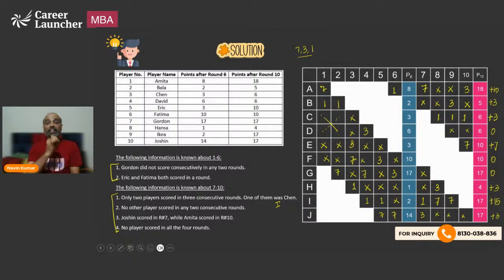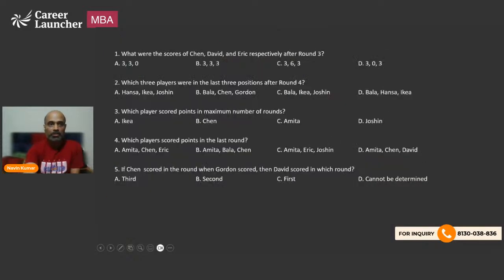So we know that every person, how much did that person score in every round? No player scored in all the 4 rounds. This automatically takes place. So actually, if I do not even consider point number 4, we did not use it and everything was just fine. Right? Now, let's look at the questions.